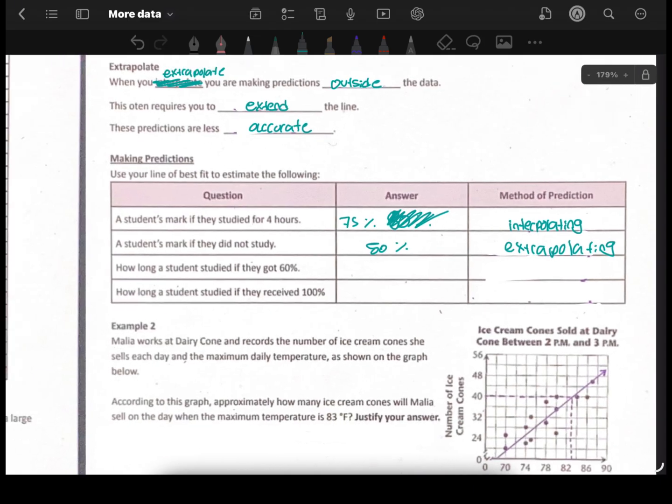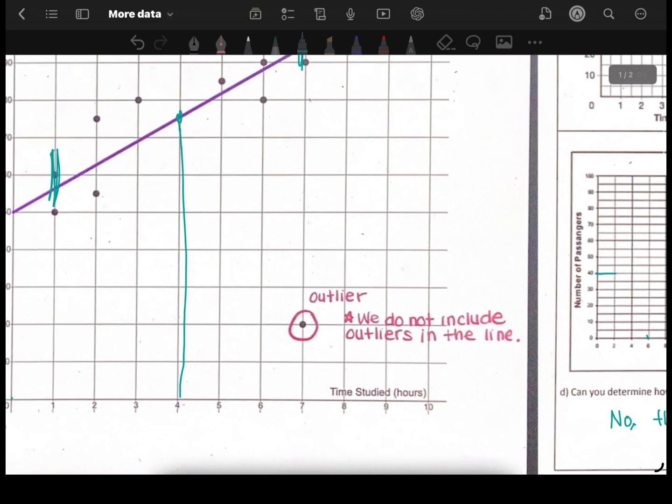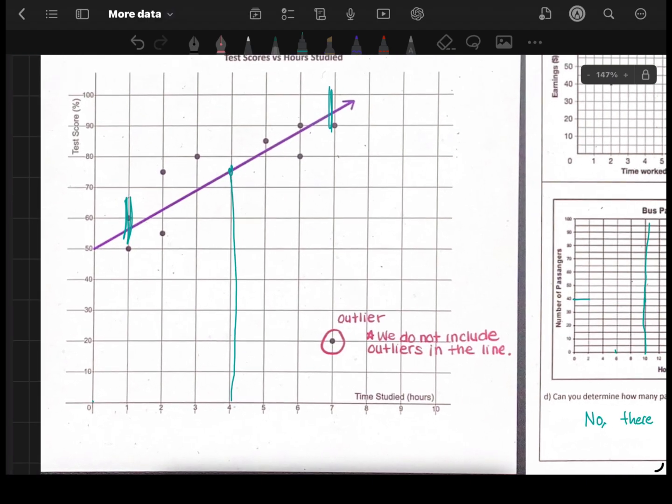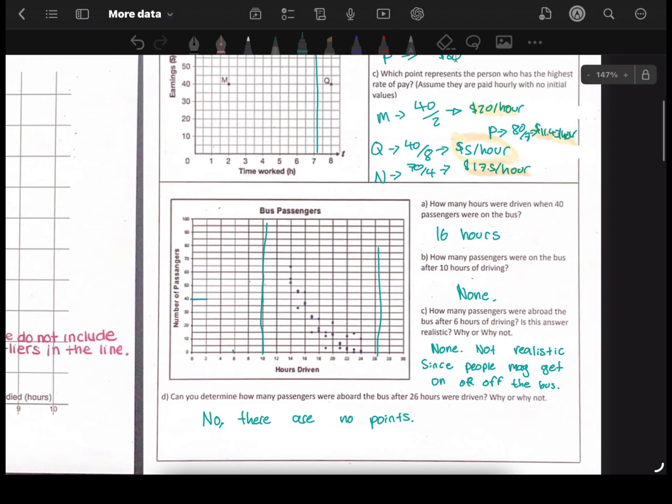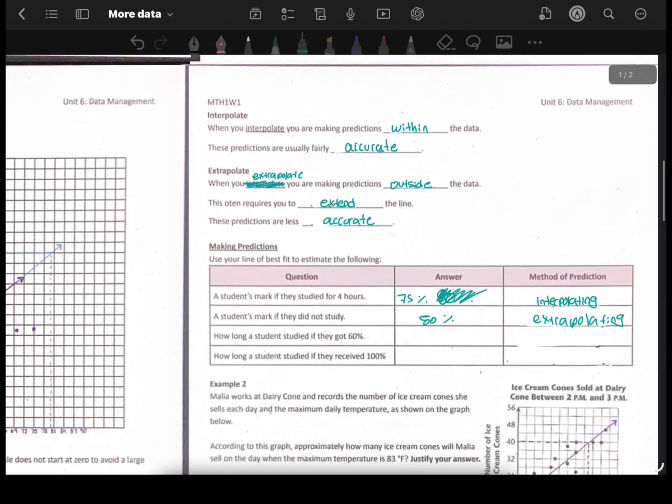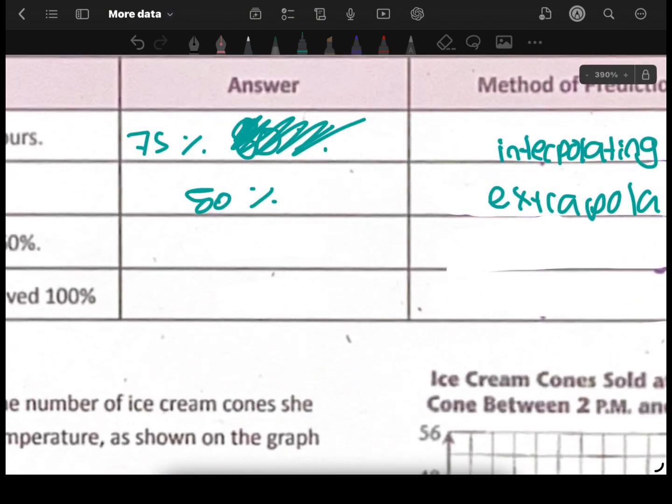How long would a student study if they got 60%? Well, you have 60% right here, and that is around 1.5 hours. So we're going to write that. And that would be interpolating, because we are inside the data.